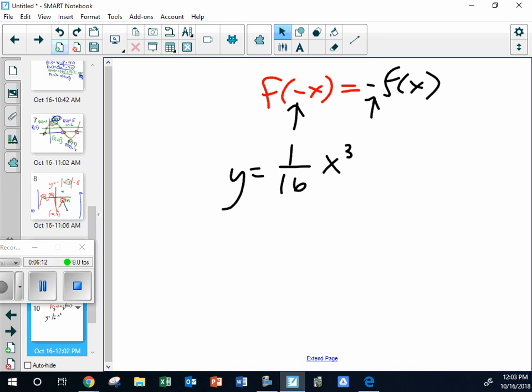1/16 x to the third. Prove that it's odd, prove that it's even, or if you've proved it isn't either one, then you've proved it's neither. Can I replace y with f of x? Yeah, they're the same thing. I'm going to pause for a second. We try proving that this is either odd or even or neither.